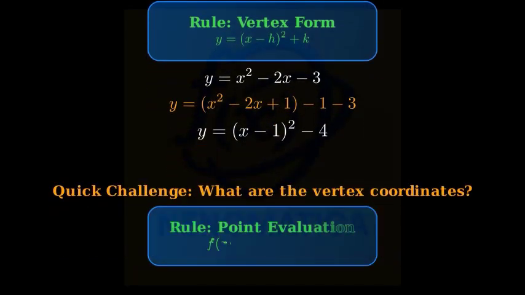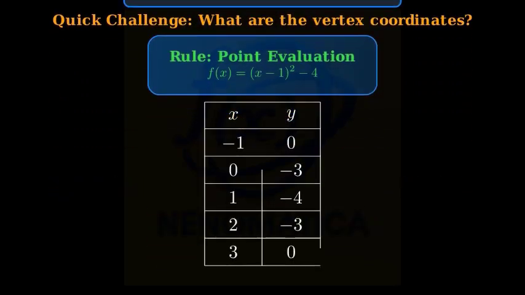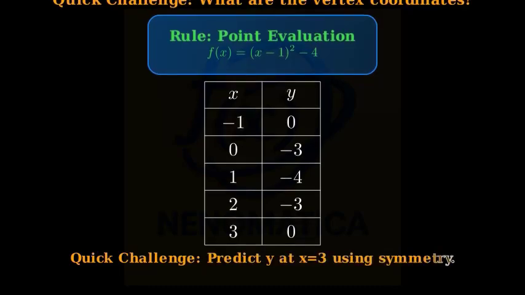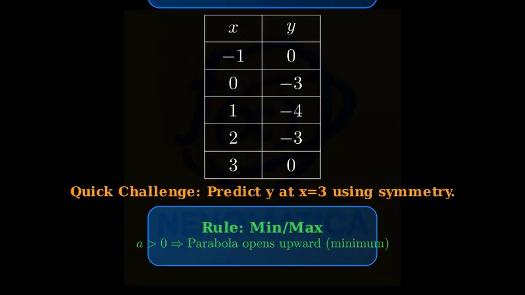We evaluate points by substituting x and computing y. Let's compute values around x equals 1 to use symmetry. Step 3. Identify the vertex and the direction of opening. Because the leading coefficient a is positive, the parabola opens upward.